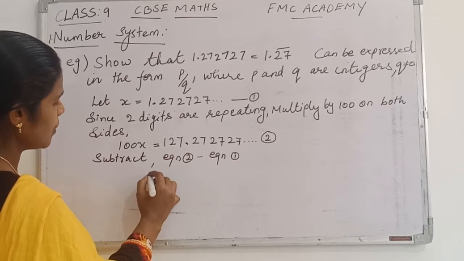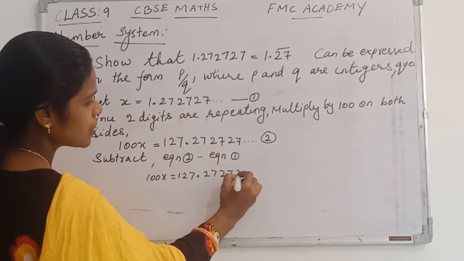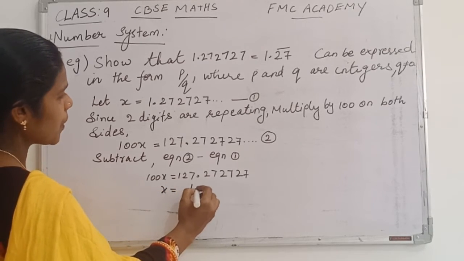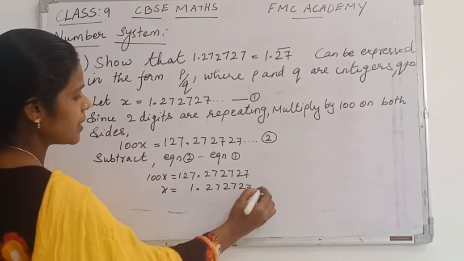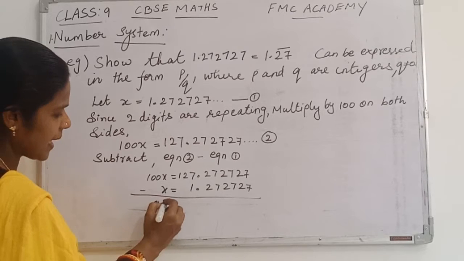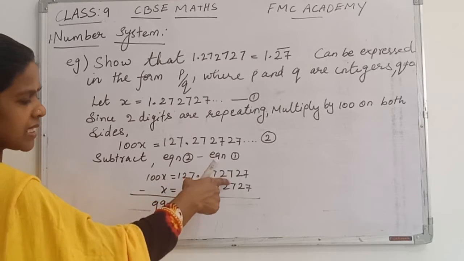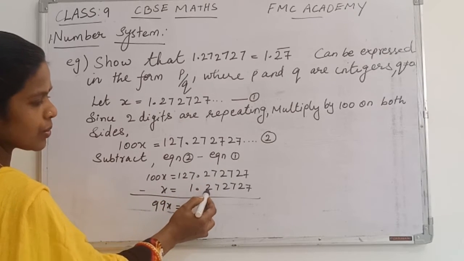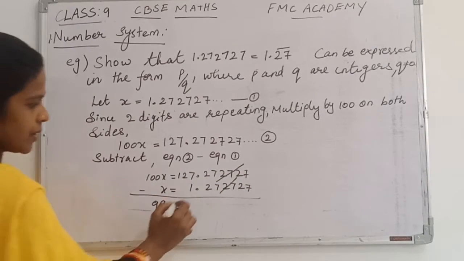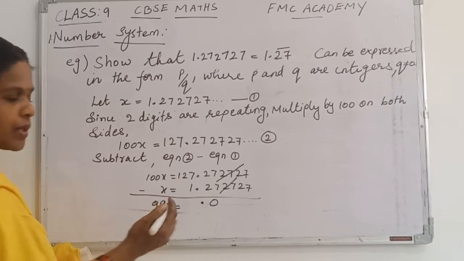So let us write down the step now. Equation number 2, you have 100x is equal to 127.272727..., and in equation number 1 we have x is equal to 1.272727.... So just subtract it now. What will you have? 100x minus x will give 99x is equal to 127 minus 1. First you will see this side. You can see 27, 27 here, and 27, 27 here also. Just cancel this. Fully it will be cancelled, meaning you will get 0. So this part after the decimal will be 0, and here 127 minus 1, so it is 126.